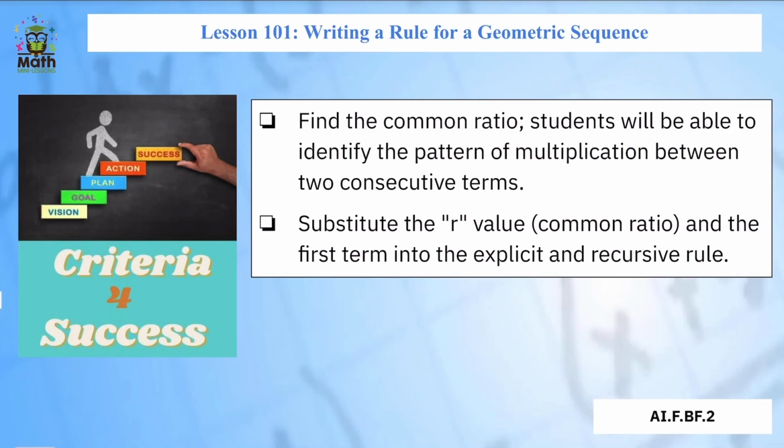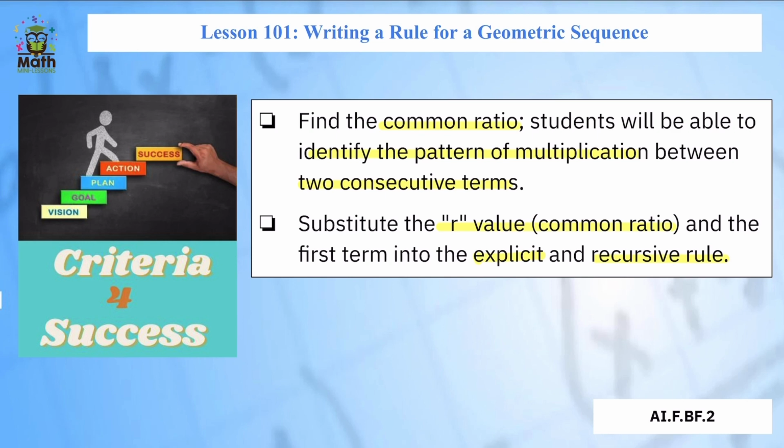So welcome to Math Mini Lessons. This is Lesson 101. We're going to talk about writing rules for geometric sequences. And so here is our criteria for success. We're going to find a common ratio, and that means being able to identify a pattern of multiplication between 2 consecutive terms, and substitute the r, that common ratio, in the term, for an explicit and a recursive rule.